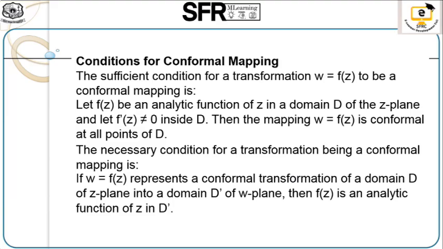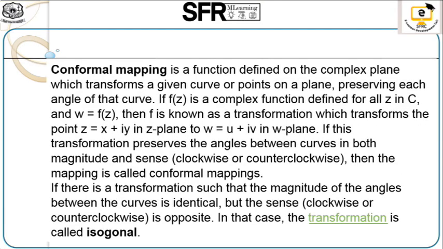Next, let us know about the necessary condition. The necessary condition for a transformation being a conformal mapping is that the same function W equal to f of z, which represents the conformal transformation of a domain D of the Z plane into a domain D dash of the W plane, that is the transformation from Z plane to W plane, should be an analytic function of Z in D dash. These are the sufficient and necessary conditions for the mapping to be a conformal mapping.